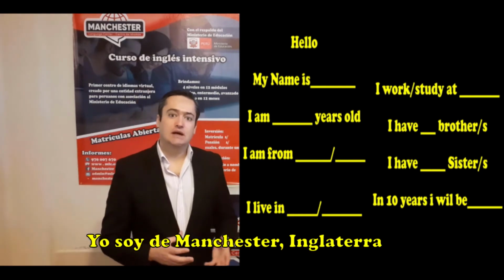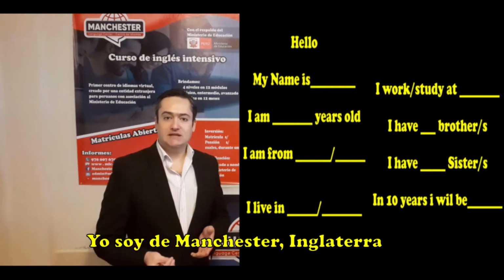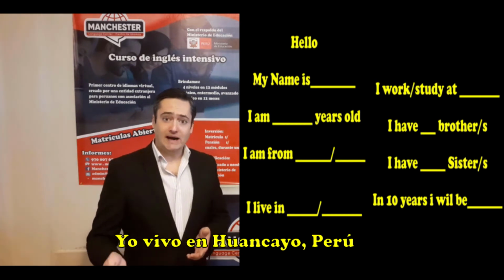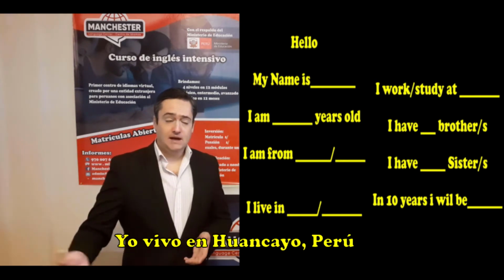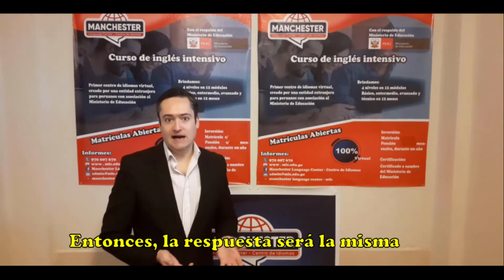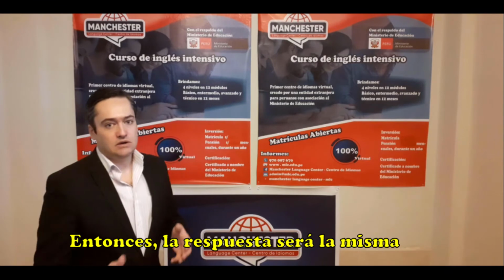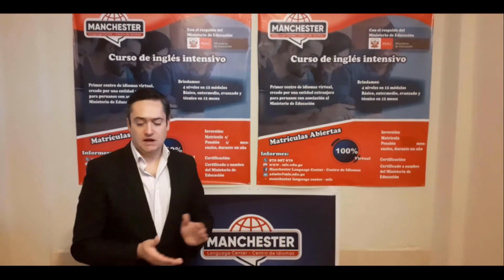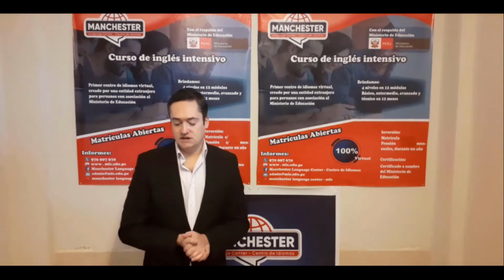For example, I am from Manchester, England. I live in Huancayo, Peru. However, a lot of students that are in the city are going to say, I am from Huancayo, Peru. I live in Huancayo, Peru. So sometimes it's applicable, sometimes it's not. Okay? It really depends on you and yourself.